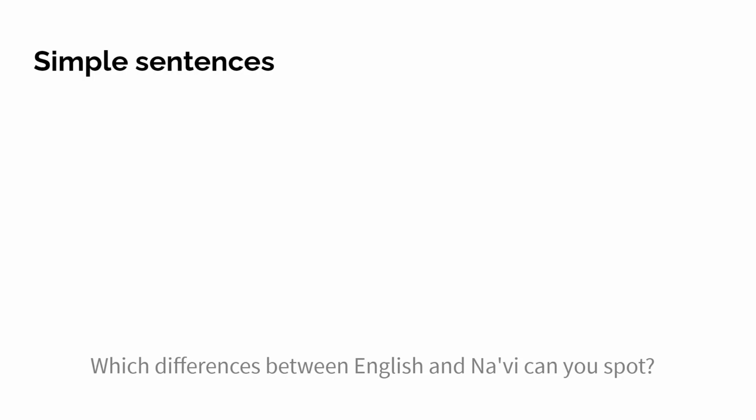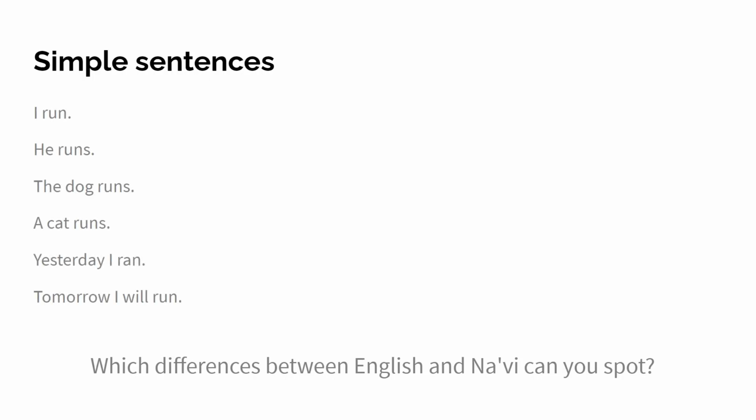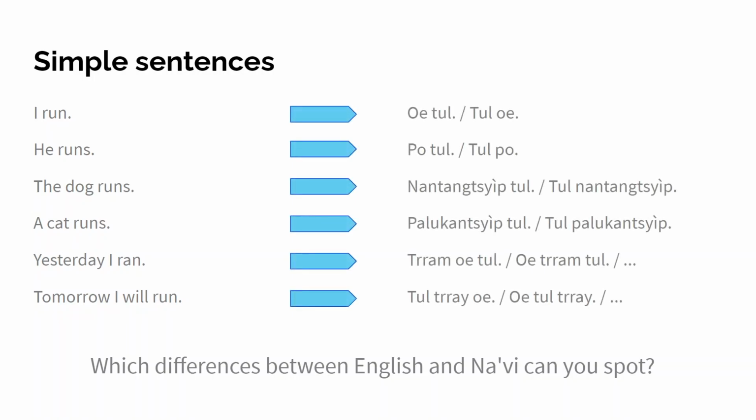First, let's look at some English simple sentences and how they would translate into NATVI. When looking at these, please try to find some differences between the English and the NATVI, specifically in the grammar. Here are some English sentences, and here's how they would translate. I run would become oe dul or dul oe. Both is possible. Oe means I, and dul is the verb to run.